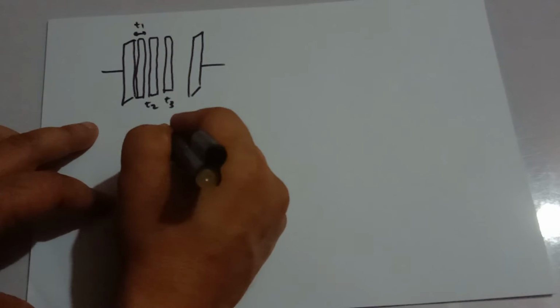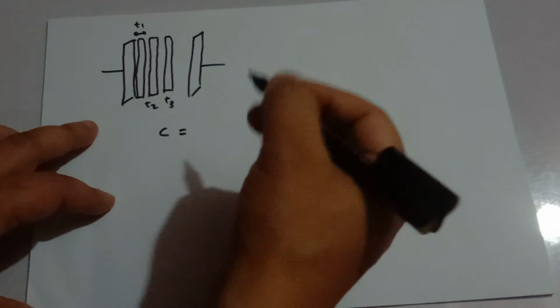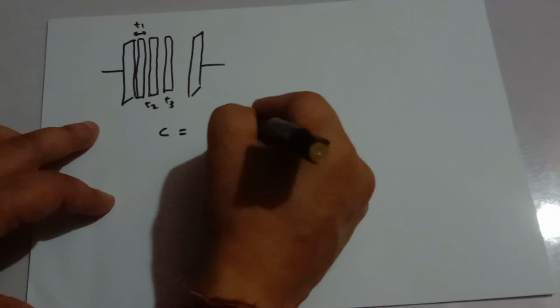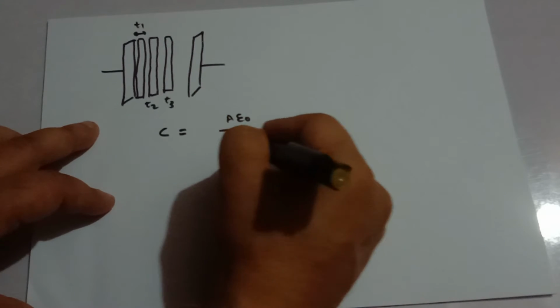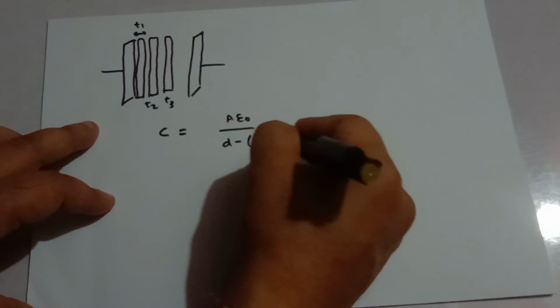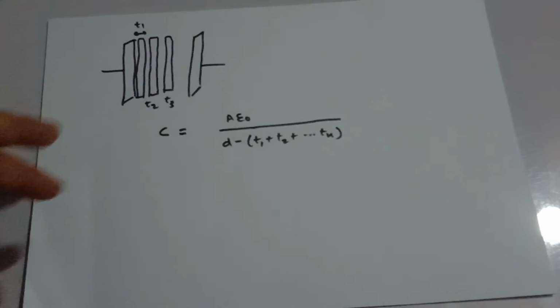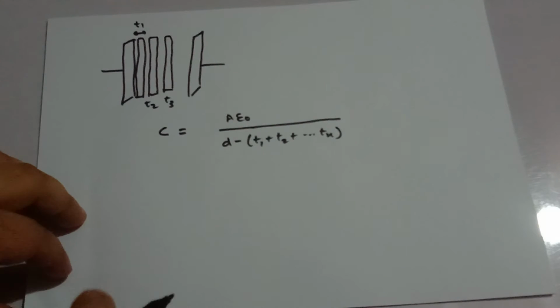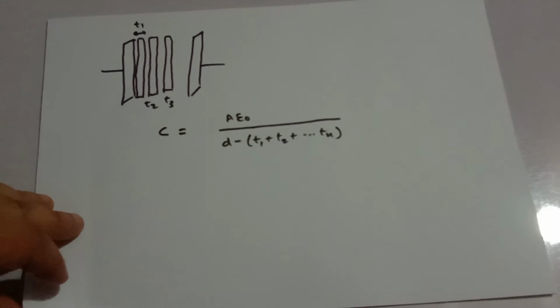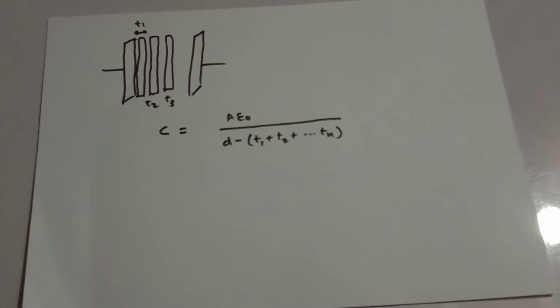So we know that the effective capacitance C would become A epsilon naught divided by d minus (T1 plus T2 plus up to Tn). That would actually become the capacitance. Likewise, for a parallel plate capacitor having not a conductor but a dielectric slab, we will now calculate the capacitance.